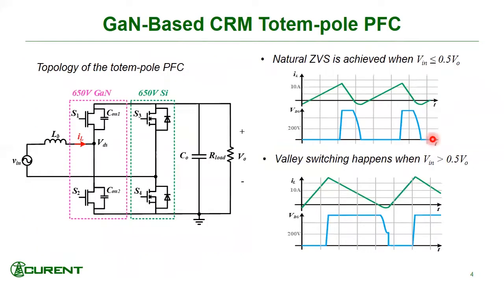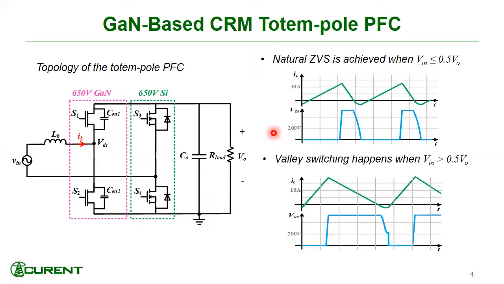So, let's look at the topology of the totem-pole converter. It is actually a boost type converter. It includes an inductor and four switches. The first phase leg is the GaN phase leg, which operates at the high switching speed. And the second phase leg is the silicon-based phase leg, which operates at the line cycle. So for this converter, when it works at the critical conduction mode, the inductor current will drop to zero or negative each switching cycle, and then the soft switching or valley switching happens so that the switching loss is minimized.